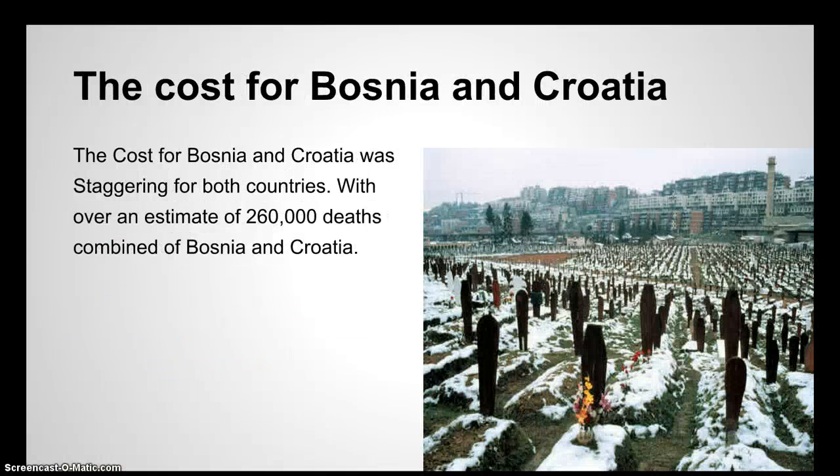Here's a picture of what it was really like. Hundreds of thousands of people died during this crazy time in Yugoslavia. Over 260,000 people died, so the costs were staggering. The combined deaths were 260,000. So that's the blank for that one.